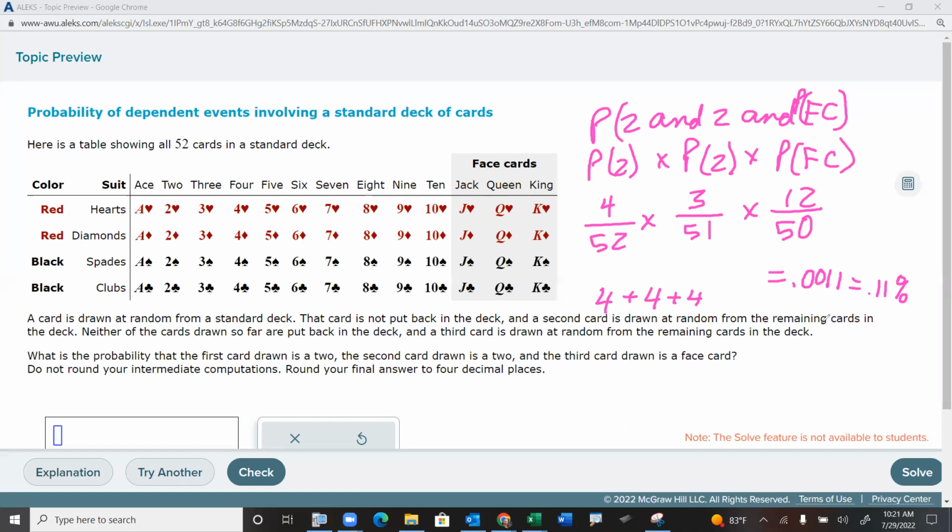So if you did this experiment thousands of times, you should expect to get a 2, then a 2, then a face card. Let's see, this is 11 10,000s. So you'd expect it to happen about 11 out of every 10,000 times you do the experiment. So go ahead and do that experiment. I think about 50,000 times ought to be enough. So go ahead. Maybe that's extra credit. I don't know.